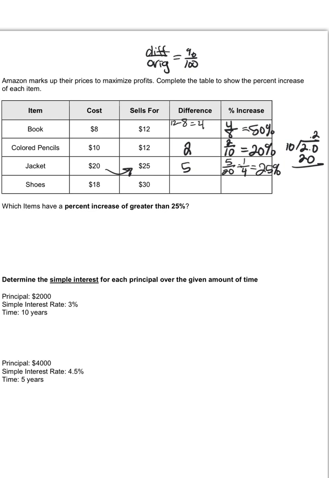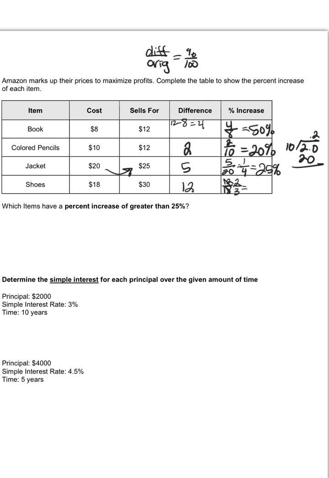And then the last one, the difference between 18 and 30 is 12. So I would have 12 over 18. I'm going to go ahead and reduce 12 over 18. I know that 6 can go into 12 over 18. Well, 12 divided by 6 is 2. 18 divided by 6 is 3.